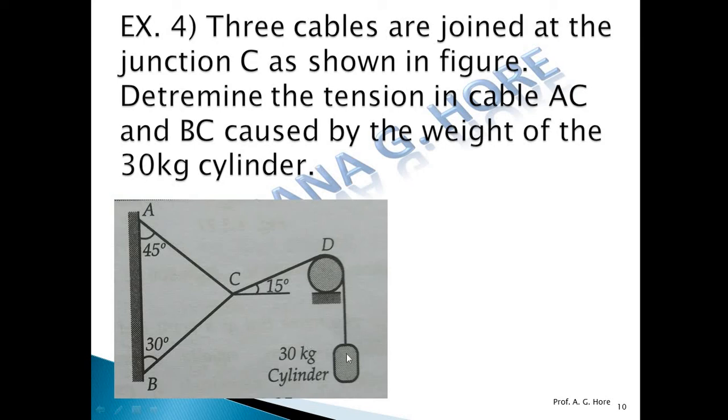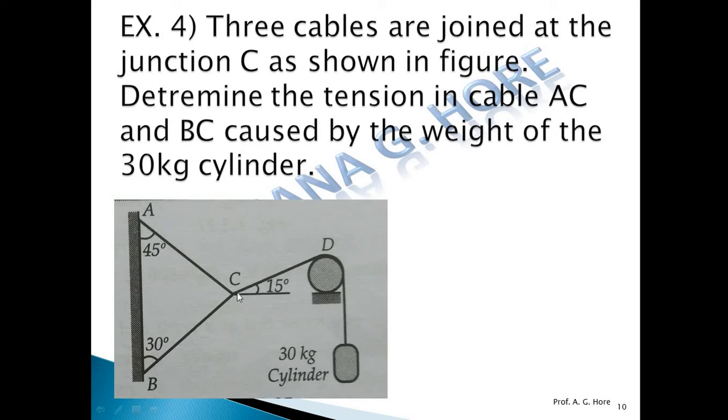Now this 30 kg pipe is held in this position due to this pulley. Here is a pulley. Friction is not mentioned, so it is frictionless, which means that for this pulley the tensions on both sides are equal, and that is equal to 30 kg into 9.81, the weight of this cylinder.